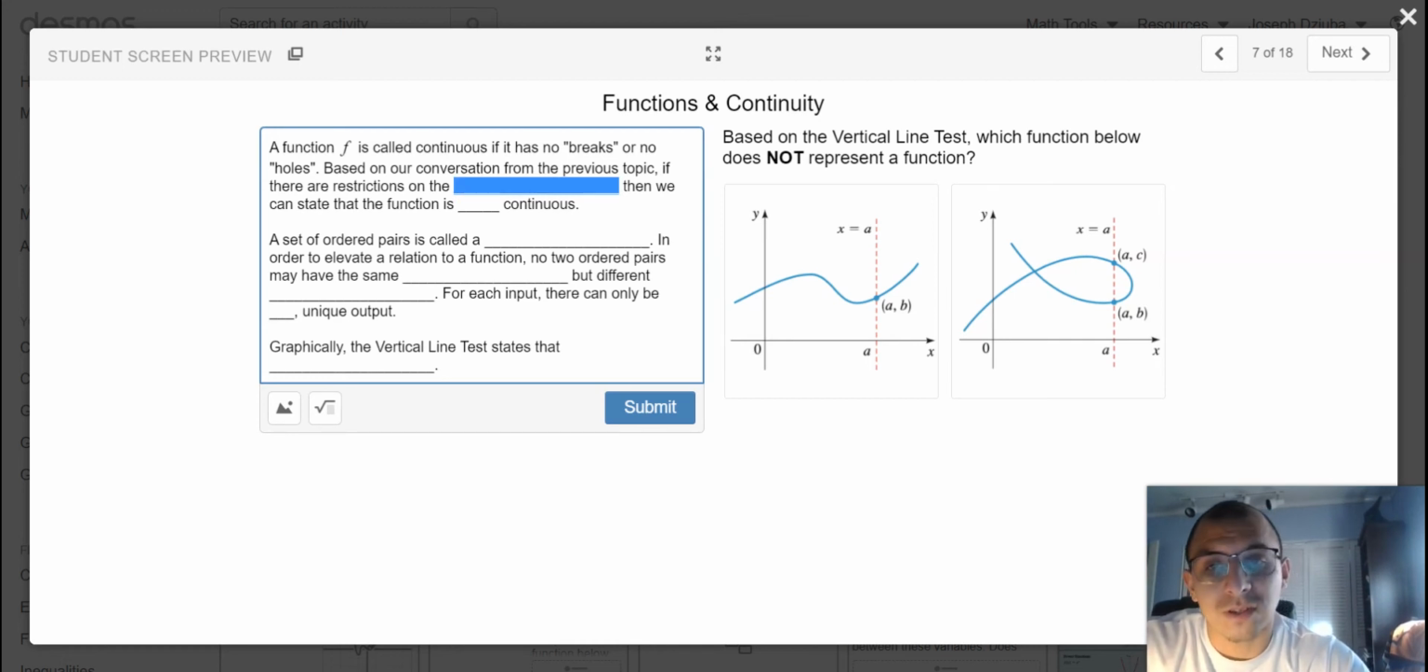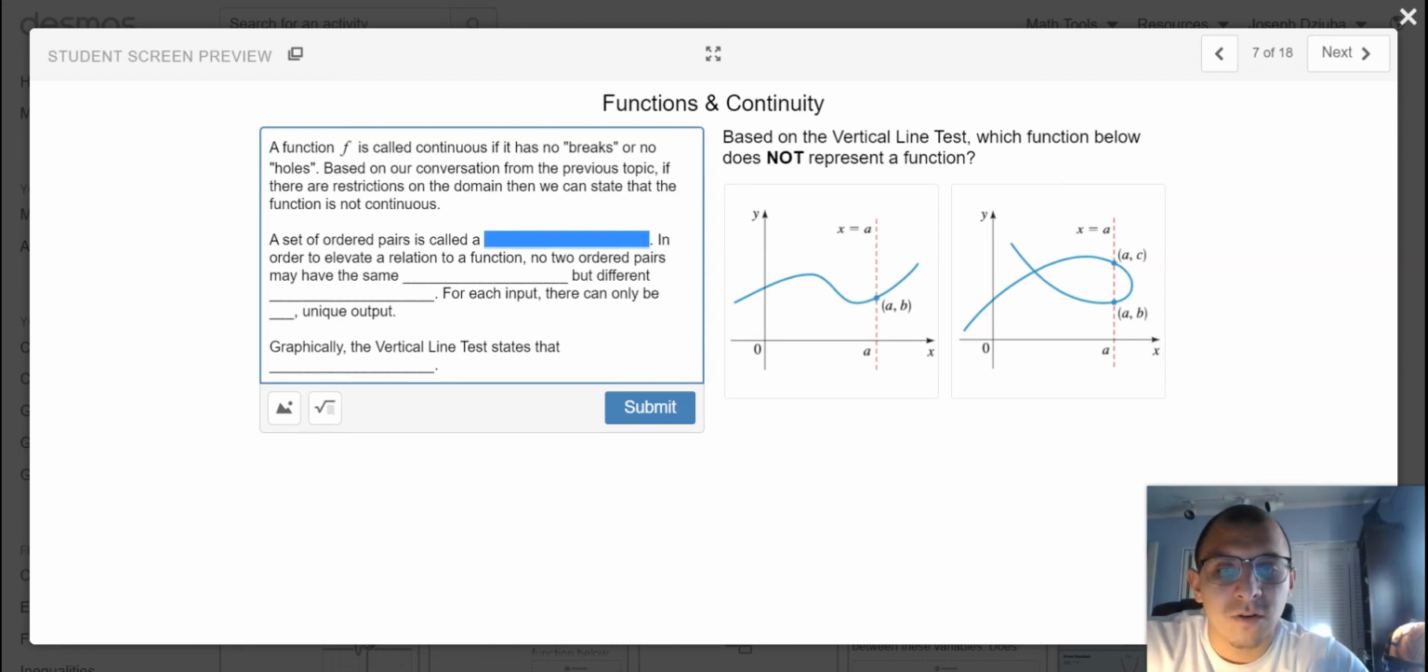And we looked at this on Friday, or our past lesson regarding domain. So when there are restrictions on the domain, right, so that means that there are values of x that the function cannot take, we can state that the function is not continuous because the function is therefore broken at those specific points.